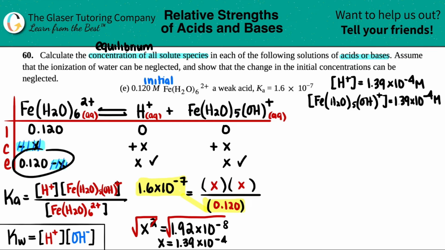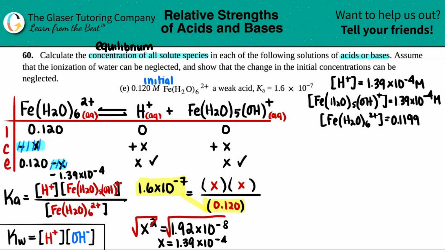Now when we do this math, we have to do 0.120 minus the 1.39 times 10 to the negative fourth, just to see how much it's going to change, but it's not going to change that much. 0.12 minus 1.39 times 10 to the negative fourth. And if we just drag out that number a little bit, Fe(H2O)6 2+ concentration is 0.1199 if we round. So as you can see, you started off with 0.12 and you're ending at basically 0.12 if you rounded. So that gets rid of this one.